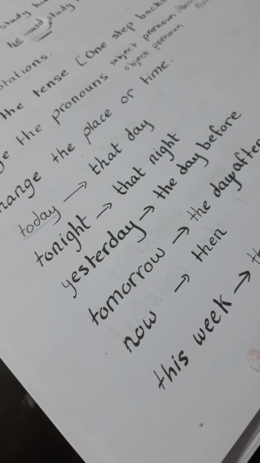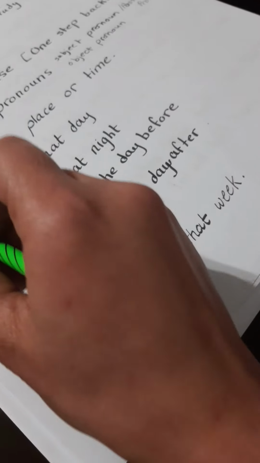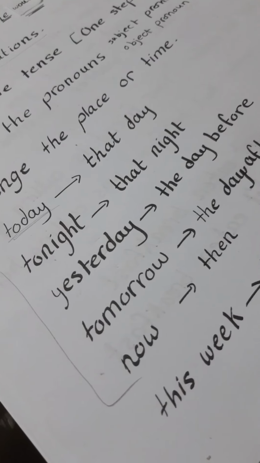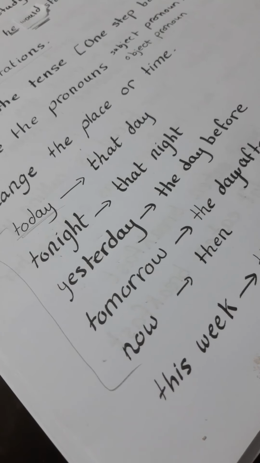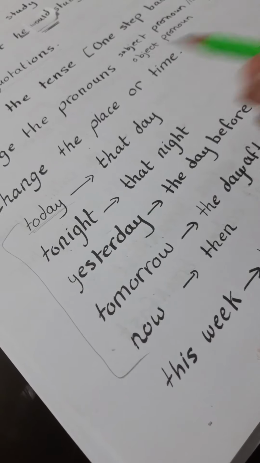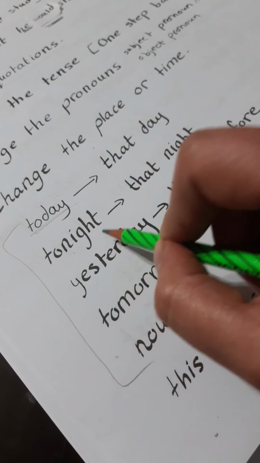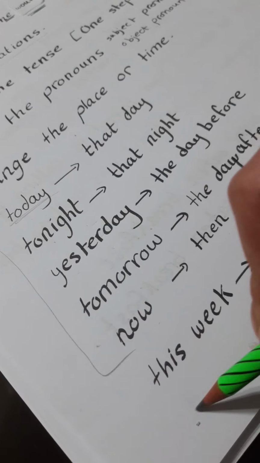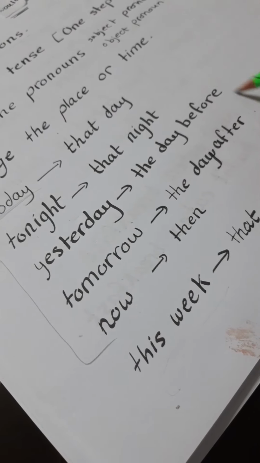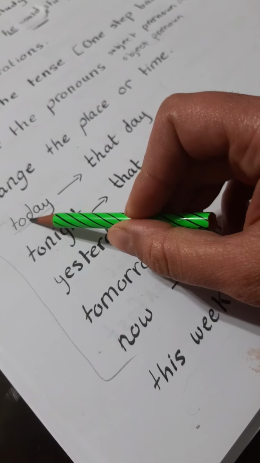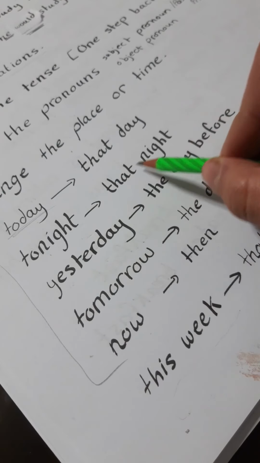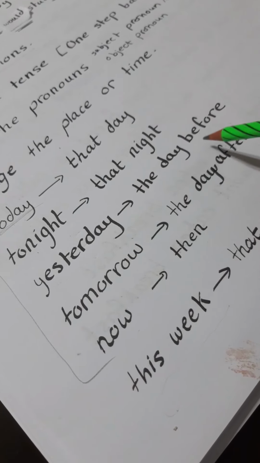Actually, there is no fixed rule for these places or time; you have to keep them the way you want, okay? Then, if you have today, tonight, yesterday, tomorrow, now, or this week, we have to change them like this, okay? So if we have today, we change it to that day. Tonight, that night. Yesterday, the day before, and so on.